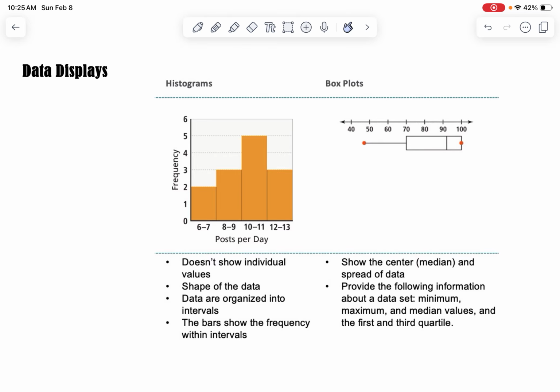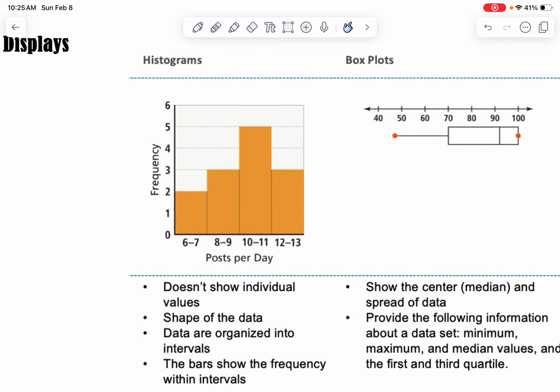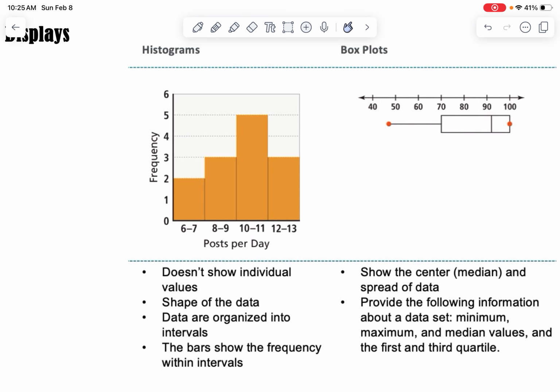Okay, data displays. Well, there are a couple of data displays that we want to talk about in this, and one is histograms, and they look kind of like a bar graph, but they're not. They have bars, and what they show is just kind of the shape of the data.